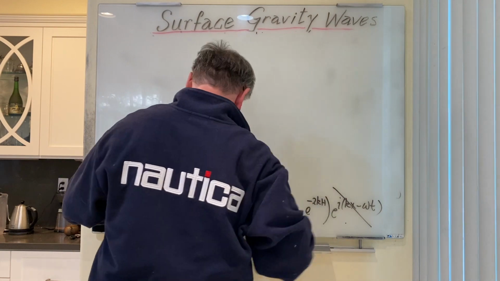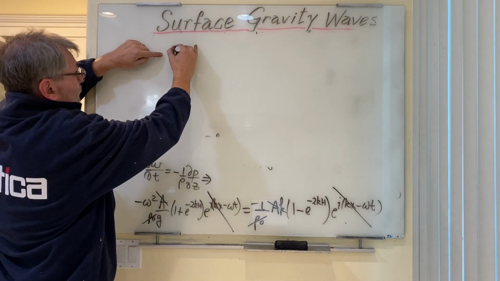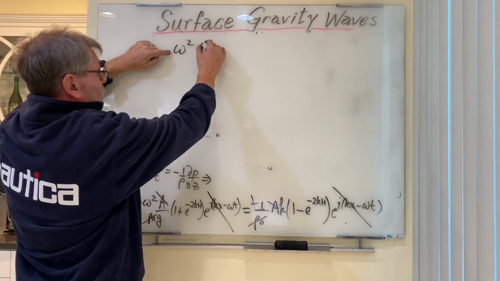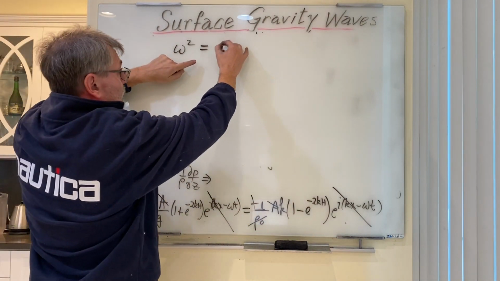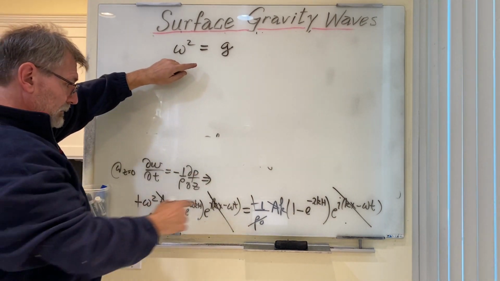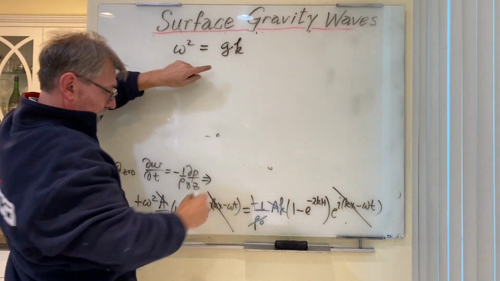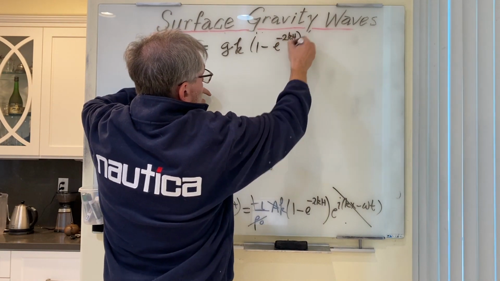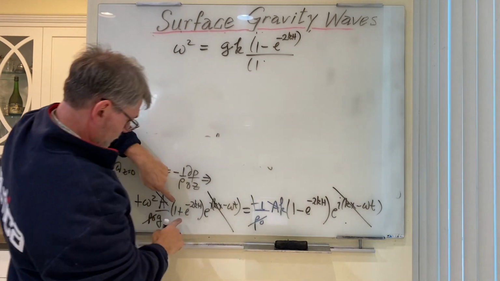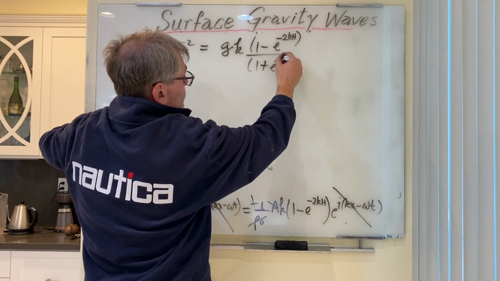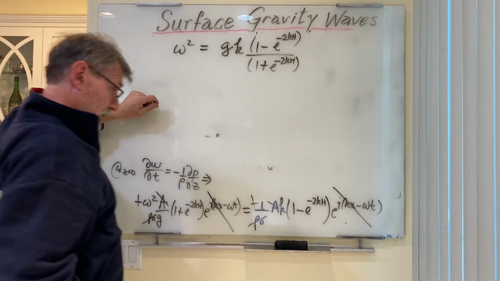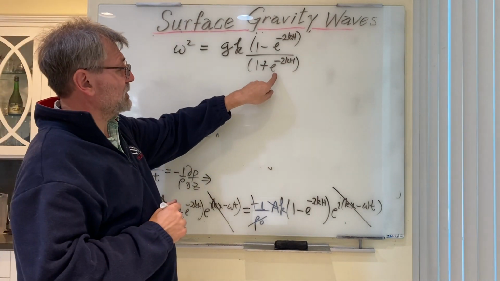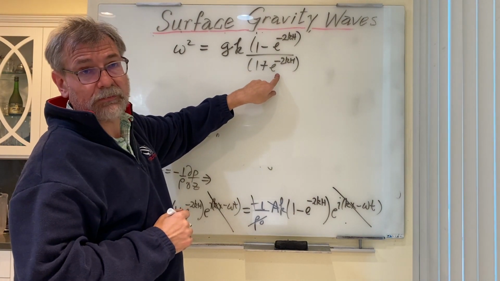So what do we have? We have omega squared, I guess the minus is canceled too, is equal to g times k times 1 minus e to the minus 2kh divided by 1 plus e to the minus 2kh. And that's everything, right? So this quantity here could be simplified further using what are called hyperbolic functions.